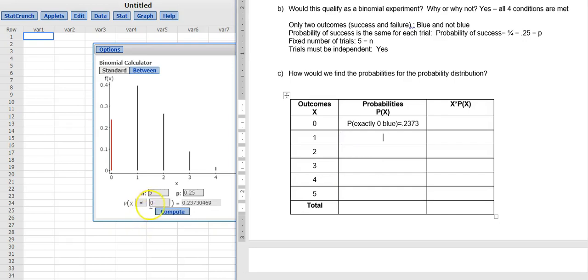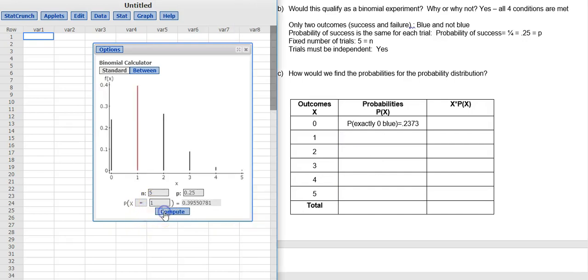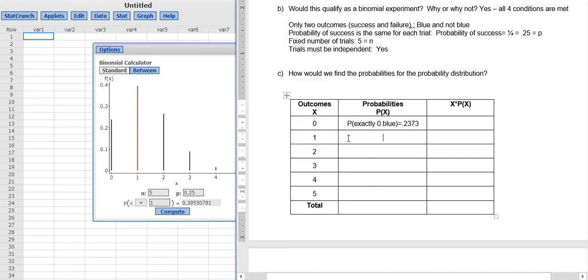And then we could fill it in for the rest of these just by changing our number over here. So for 1, and again, this is the probability of exactly 1 blue out of our 5 spins, would be 0.3955, and so on. There are probabilities for each of those outcomes. We could check this by adding these up, and we should get something really close to 1. It might be just a little bit off if there's enough rounding error, but it should be really close to 1. Notice the one that has the highest probability here is getting exactly 1 blue.